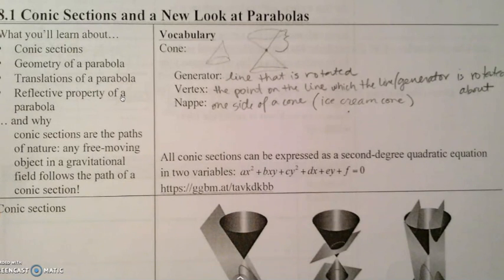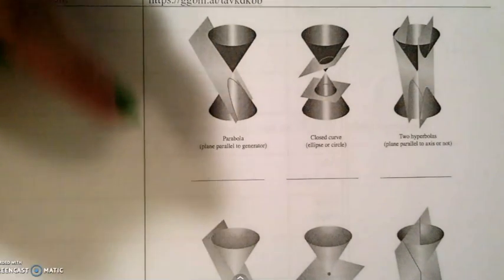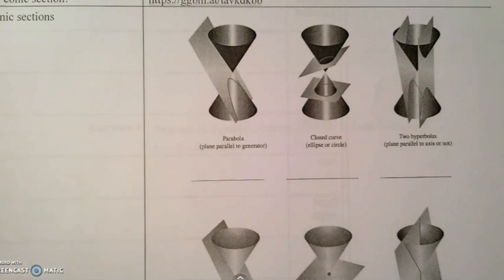Okay, so if you ever have a quadratic equation in two variables, you know that it can be expressed as a conic section. So what are our conic sections? Well, if we take a plane and we cut the cone in a way that we get just one side or one nappe of the cone is intersected by our plane, it's a parabola.